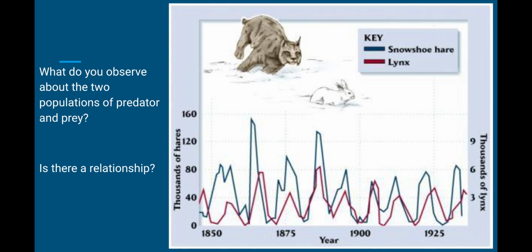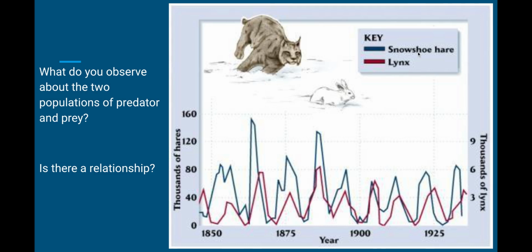Okay, and so we've seen this already when we talked about the wolves and the elk, about how there's a relationship between predator and prey, so that as the population of elk would increase, the wolves would be slightly behind that. So we see this relationship here.